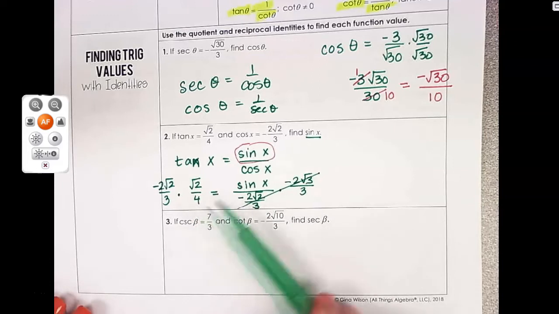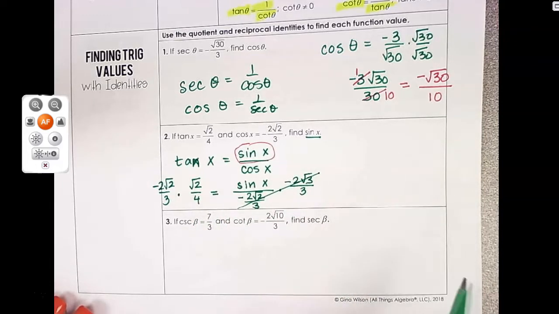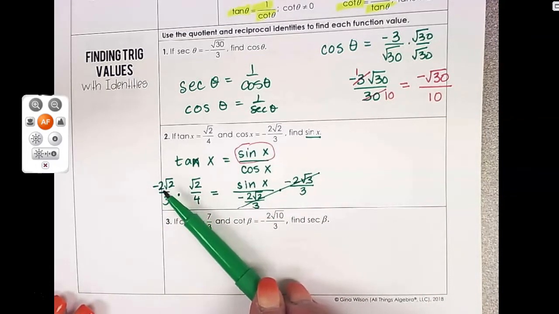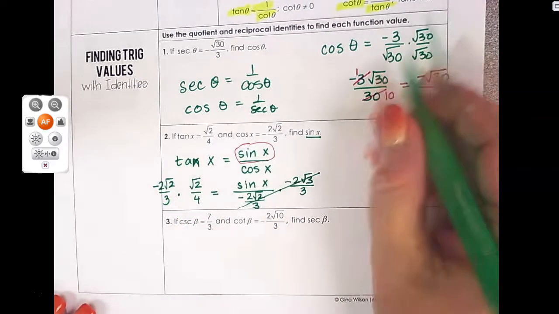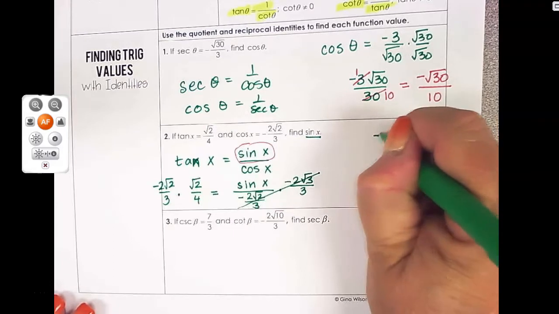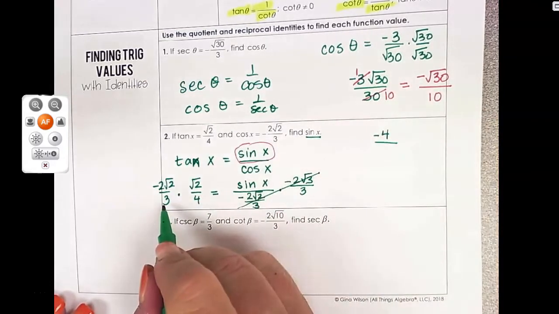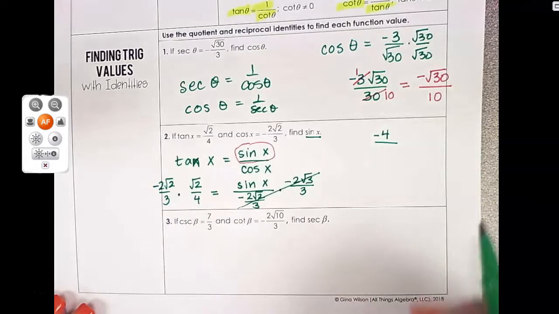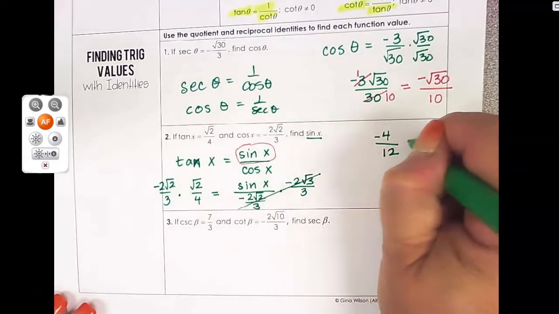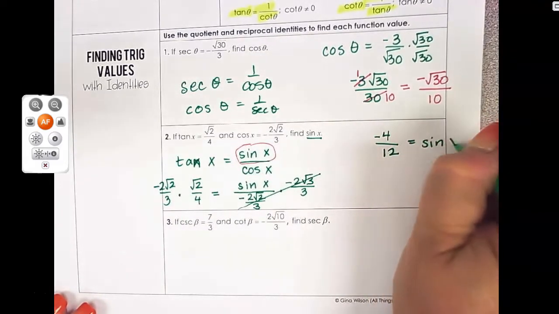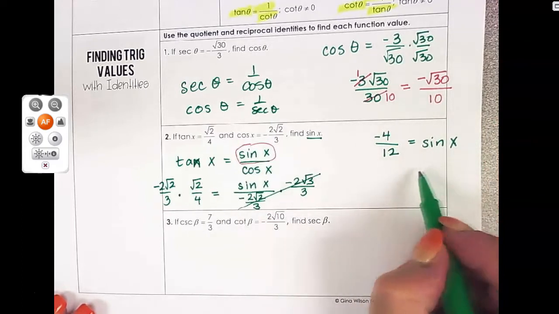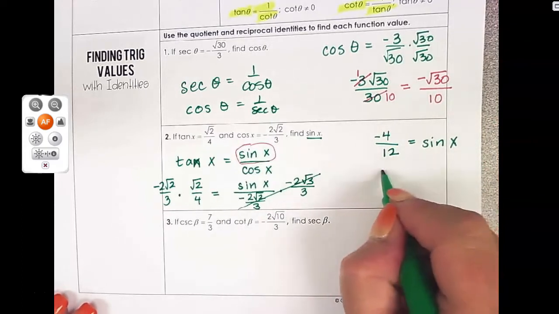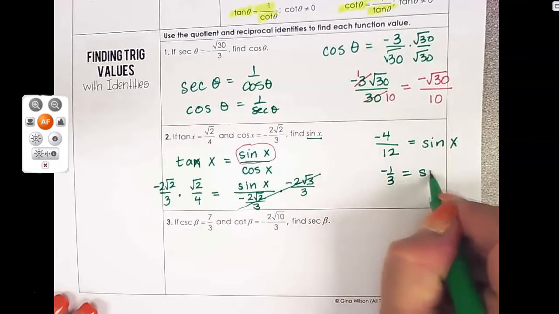And so I'm going to come up here while I finish this out. So in the numerator, negative 2 times radical 2 times radical 2 is going to be negative 4. 3 times 4 is 12. And so I'm just going to reduce that. Negative 1/3 is the sine of x.